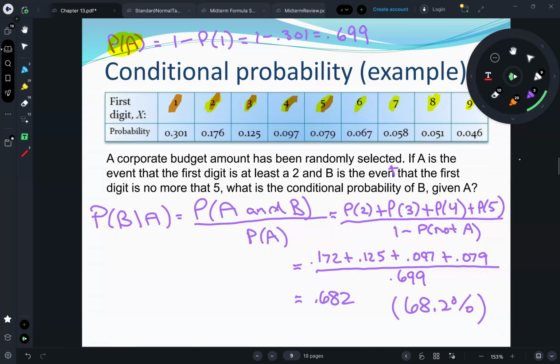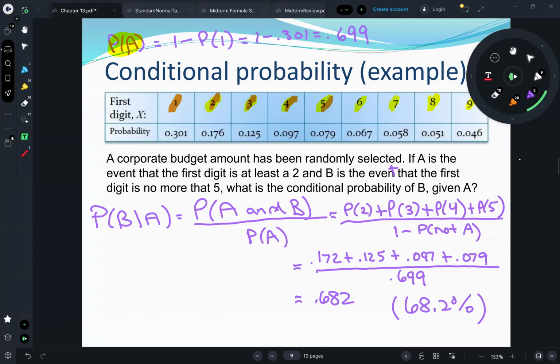So in words, what's the probability that the first digit is no more than 5, given we know it's at least a 2? Like somehow, some way, you just have that extra information. You know it's at least a 2. So in other words, at least a 2 means it's not a 1. That word at least means 2, 3, 4, 5, 6, right? So you would go 1 subtract the probability that it's 1, and you get 0.699, right? Is everyone okay with at least?